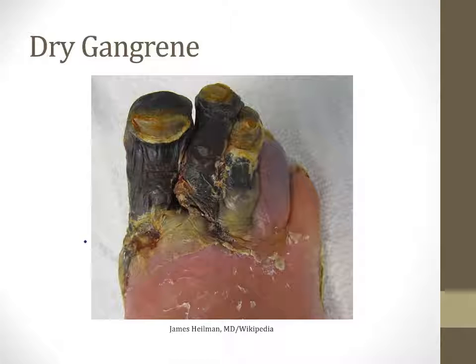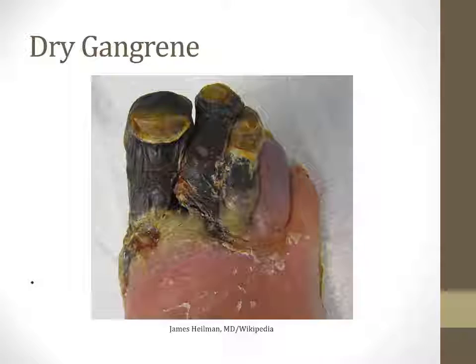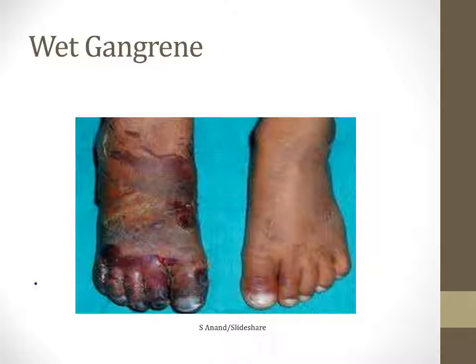So this is an example of dry gangrene. This is someone with peripheral vascular disease, and you can see how black the toes are. You can see that the skin tissue is pulled tightly together. This is dry gangrene. And here's an example of wet gangrene.